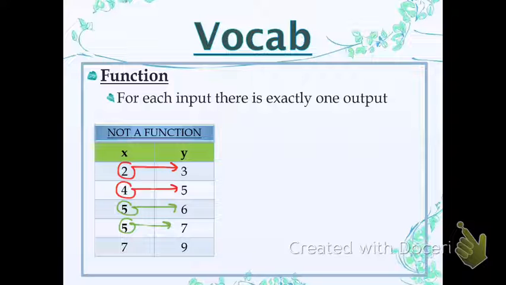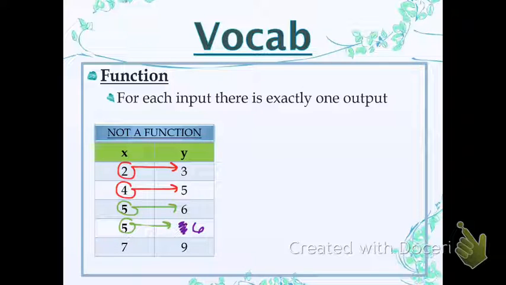There are a few trickier things that could happen. For example, if I gave you this exact same table and I changed this 7 into a 6, then that would be a function. Even though 5 is listed as an x-coordinate twice, it would be paired with a 6 both times, so the input of 5 would still only have one output. It would just be a 6. So that would make that a function.